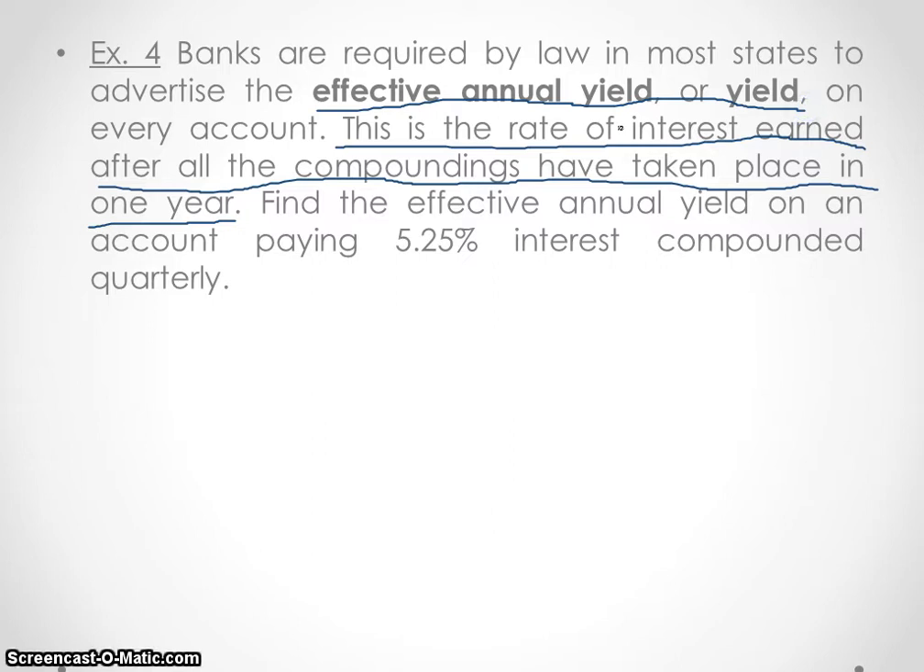All right, so yield and interest are kind of the same thing. Find the effective annual yield on an account paying 5.25% interest compounded quarterly. We start by using our formula for compounding quarterly. Remember, we had to use the more complicated of the two formulas, so I'm going to write that out again. A equals P times the quantity 1 plus r over n, to the nt power.